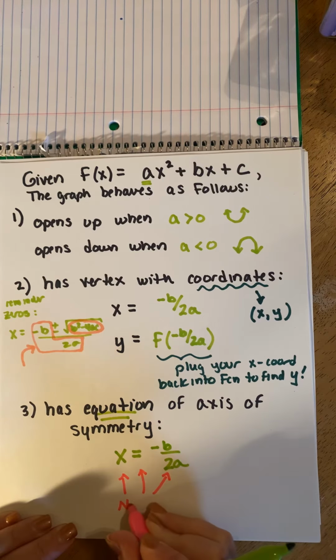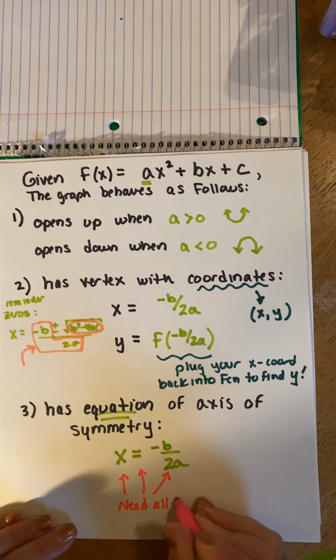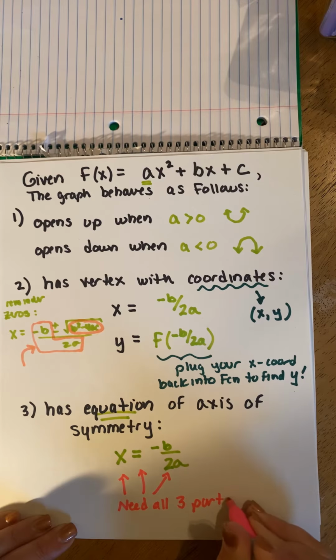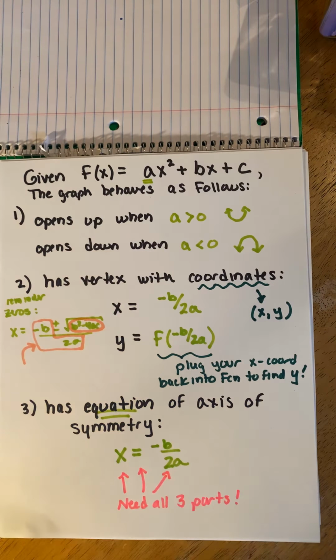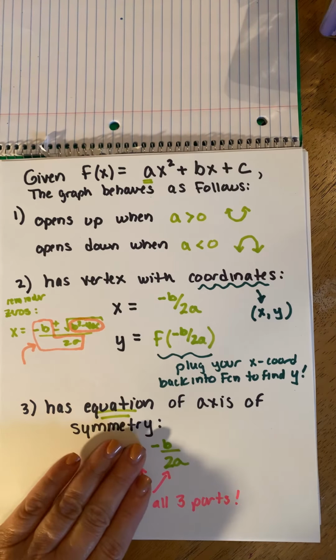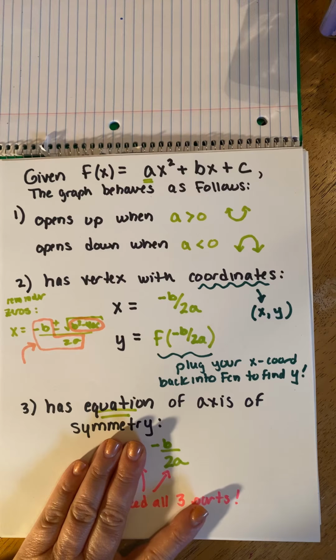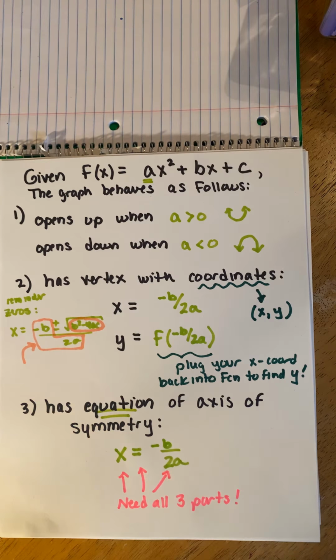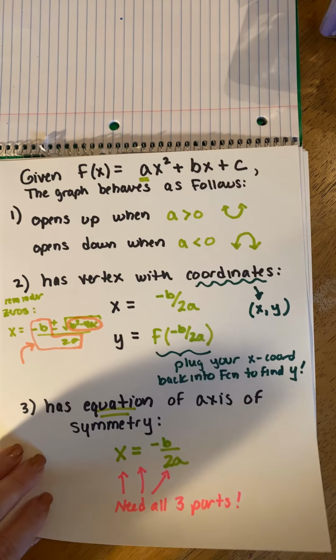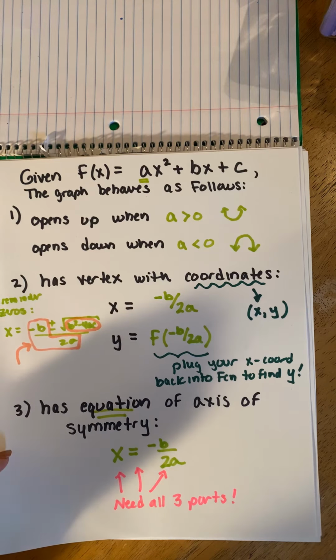So you need all 3 parts: the x, the equal, and the negative b over 2a value. The biggest mistake students make in ALEKS is that when asked for the equation of the axis of symmetry, they just write the numerical value, whatever negative b over 2a came out to be, and forget the x equals. All vertical lines have equations x equals some number, so you have to put in the x and the equals. You'll see that when we do examples.